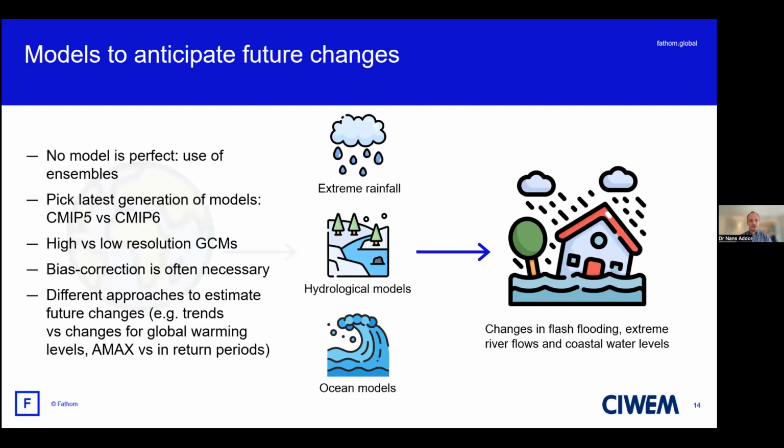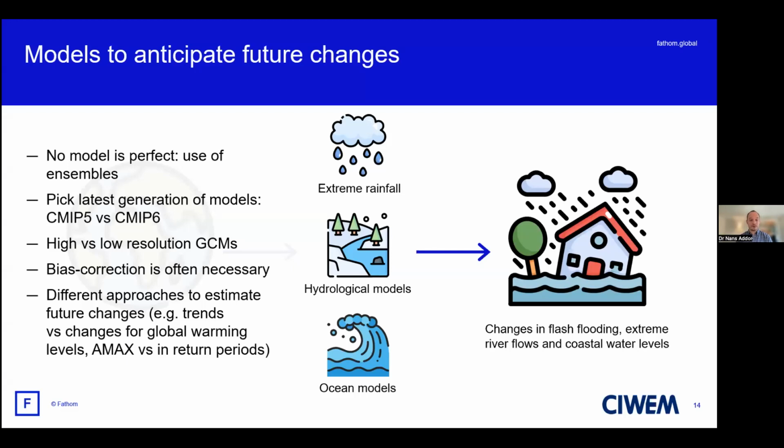There are a few good practices that it's important to keep in mind, and probably the first element is that even the best model out there is not perfect. And it's really important to use an ensemble of models, an ensemble of climate models, an ensemble of hydrological models. And this is also how we estimate the uncertainties in the future changes. Another good practice is to pick the latest generation of models. So CMIP6 is the latest generation of climate models. The previous one was CMIP5. And whenever possible, and Nat will talk more about it, there are clear benefits of using high resolution climate model runs when possible.